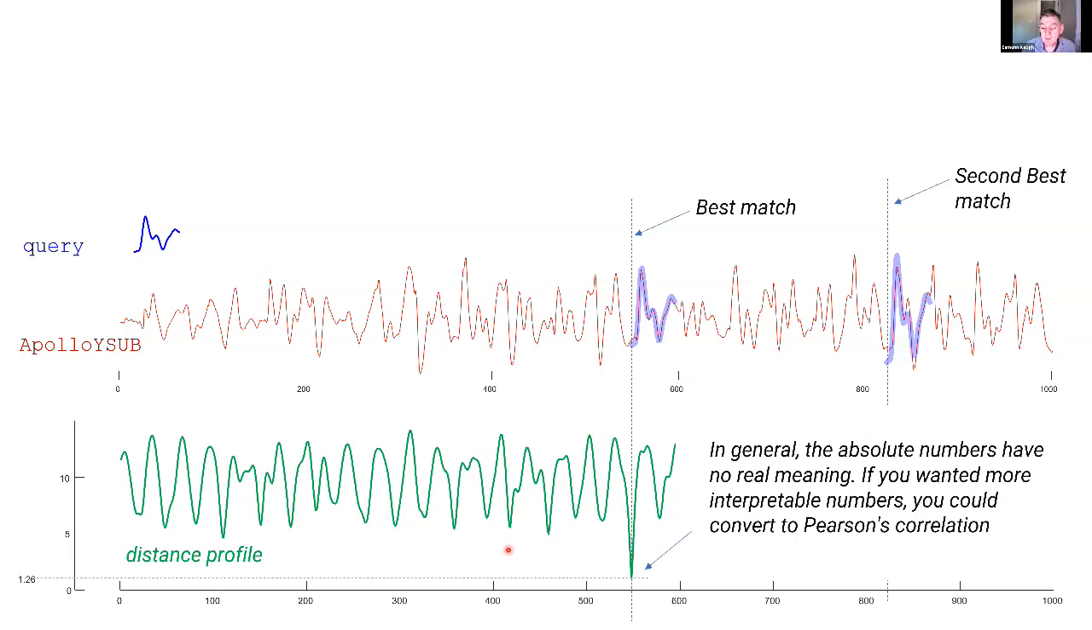So one important point is that the absolute value of the numbers, 1.26, has no intrinsic meaning. Only the relative values matter. 1.26 is a lot less than 10, and it's a lot larger than 0.0001. If for some reason you needed the number to have meaning, you could convert this to Pearson's correlation. People do this all the time, for example, in seismology. But for us, it turns out we almost never care. We only care about the relative rankings to do classification and clustering and all those other interesting things we want to do.